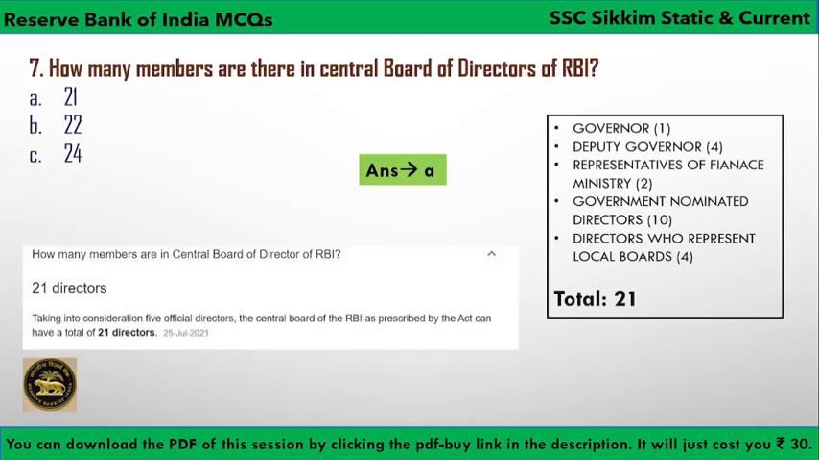So here you can see out of these 21 members, first is the governor. The first member is the governor of RBI. The four members other than the governor are 4 deputy governors, and there are 2 representatives from the finance ministry, and then there are 10 government nominated directors, and there are 4 directors who represent the local boards. So if we add this total, the total comes out to be 21. So there are 21 members in the Central Board of RBI: 1 governor, 4 deputy governors, 2 representatives from the finance ministry, 10 government nominated directors, and 4 directors who represent the local boards.